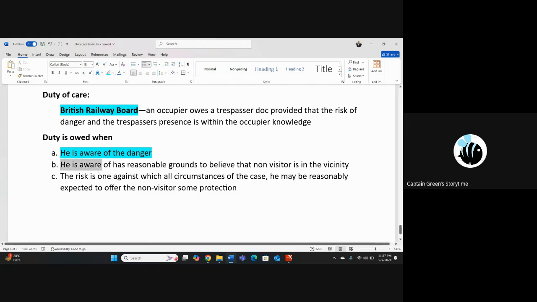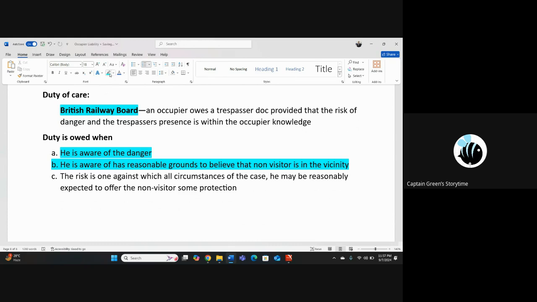Number second, he is aware of reasonable grounds to believe that a non-visitor is in the vicinity. The second requirement tells us that he was aware that there is a non-lawful visitor, or he has reasonable grounds to believe that there is a non-visitor. Non-visitor means trespasser. The third requirement is that the risk is one against which, in all the circumstances of the case, he may be reasonably expected to offer the non-visitor some protection. When he knows that there is some risk, he should offer some protection to that person.